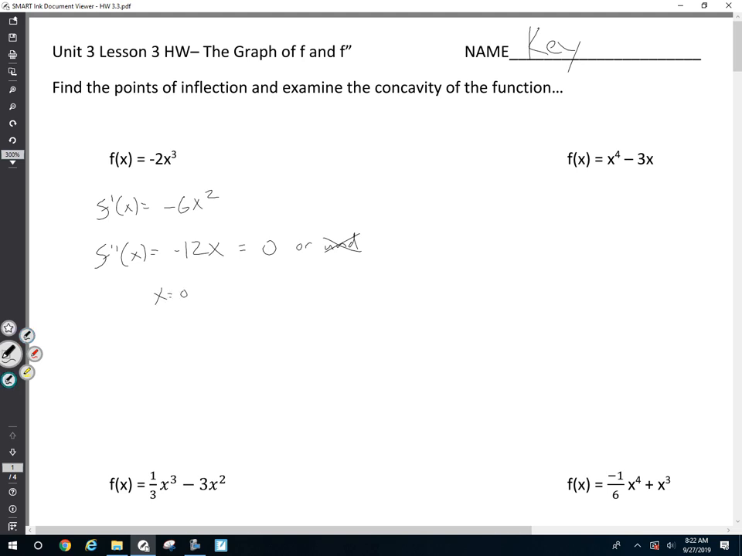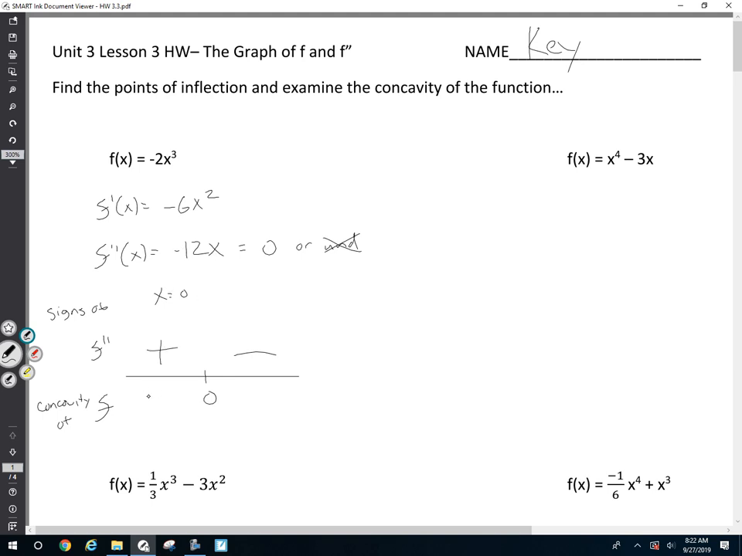I will now, on my number line, throw 0 down. This is now the signs of f double prime, and this is telling me the concavity of f. Okay, so let's see. I plug in 1. It's negative 12 times 1, that's going to be a negative. If I plug in negative 1, negative 12 times negative 1, that's going to be a positive.